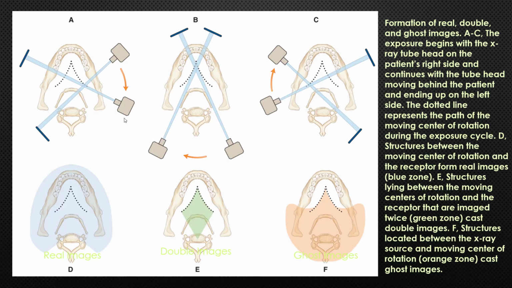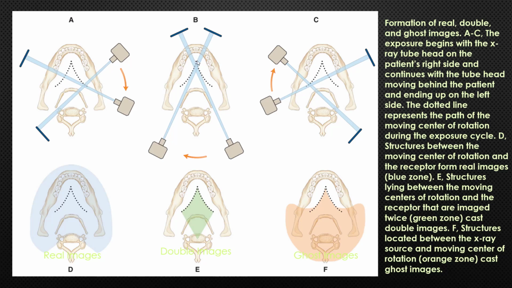So in this image here, the top row is just showing the process of acquiring a panoramic image. We have a top-down view of a patient, and this is the start of the image. The X-ray source is out in front to the right of the patient, and the sensor is behind the patient to the left. And so we start imaging on the left side. One of the first things that you're going to see is the mandibular condyle on the left side, and it starts to rotate around. In the previous video, I talked about this moving point of rotation.